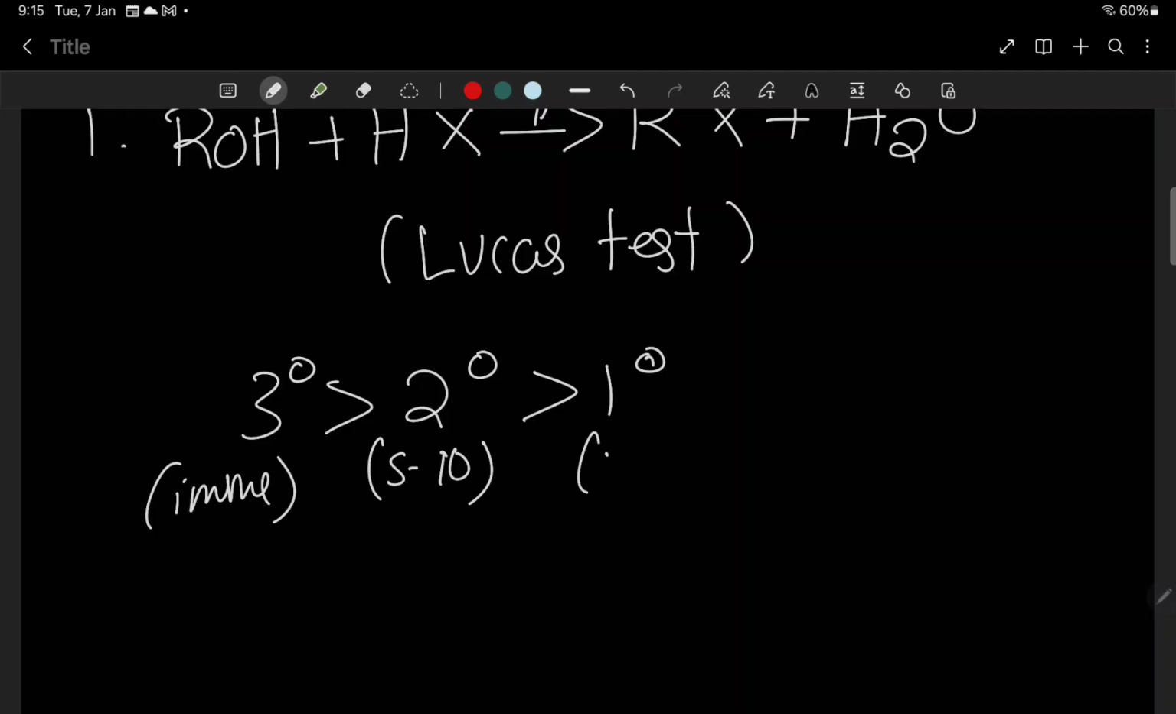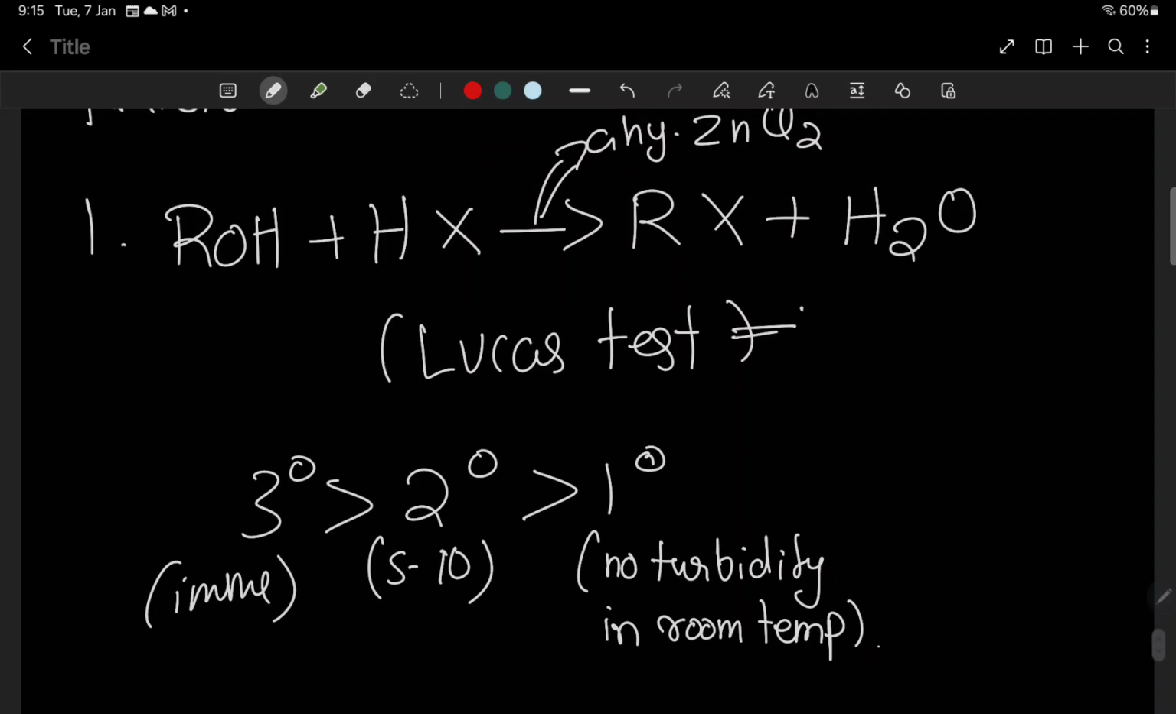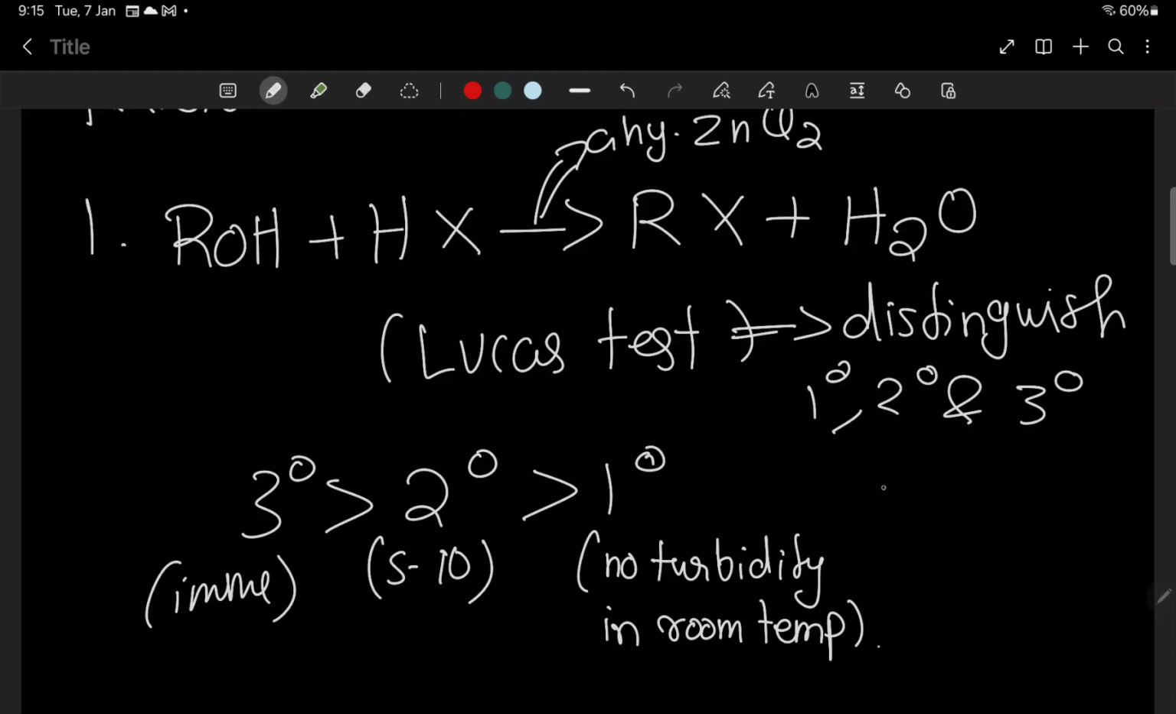Primary gives no turbidity at room temperature. Okay, important. This is the important test to distinguish primary, secondary and tertiary alcohols. Okay. Over.